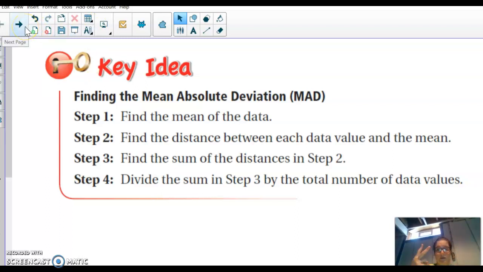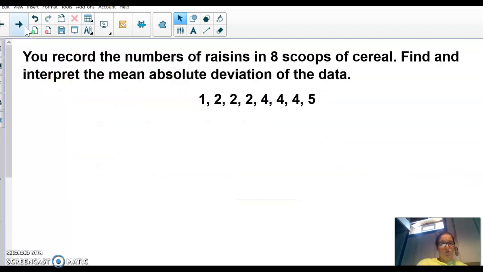So I'm going to do 2 examples for you. So here's the first one. We're going to find mean absolute deviation together. You record the number of raisins in 8 scoops of cereal. Find and interpret the mean absolute deviation of the data.